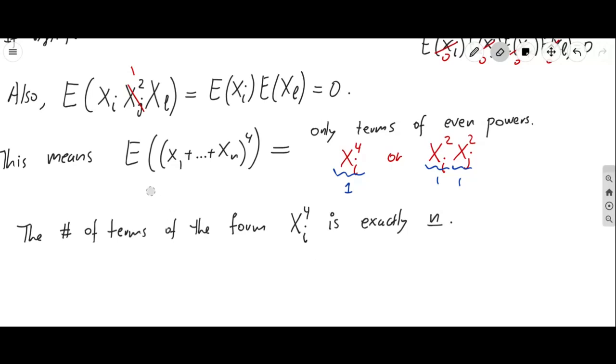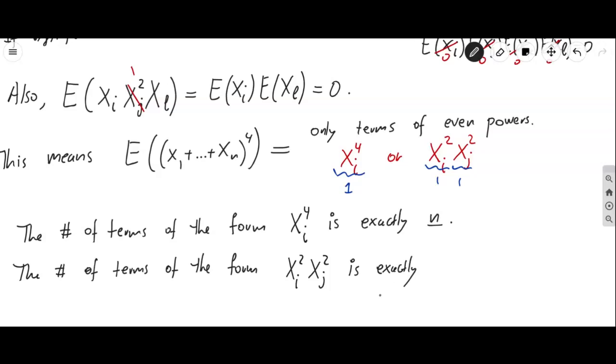You have n different integers from 1 to n. And the number of terms of the form xi squared, xj squared, where i and j are different, is exactly, and if you want, you can pause the video and see if you can figure it out. It is a little bit tricky. You have to be comfortable with combinatorics, but for those of you who are interested, first of all, you do n choose 2, because you have to choose 2 of them out of n of them.